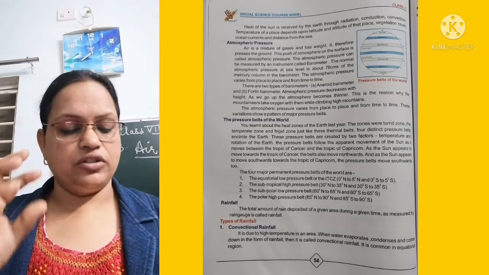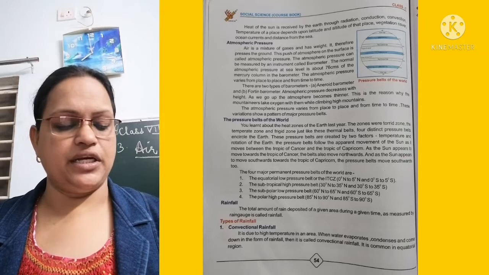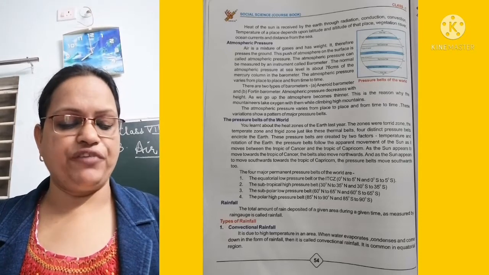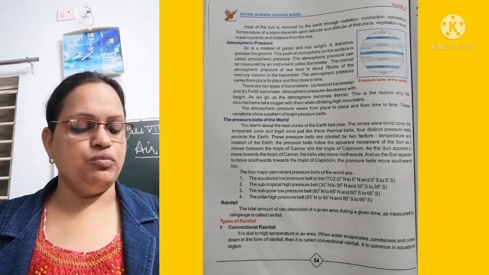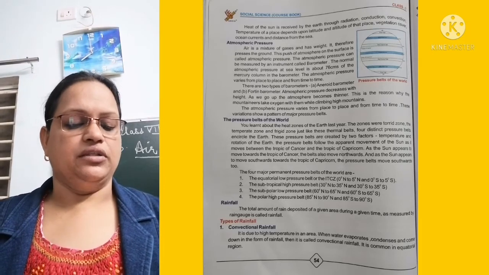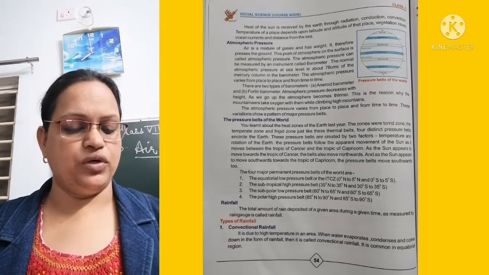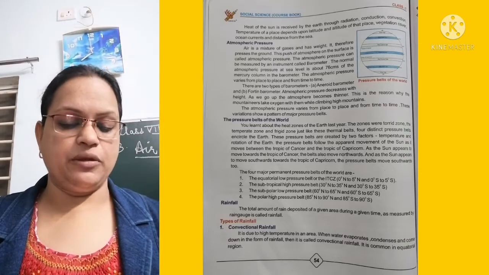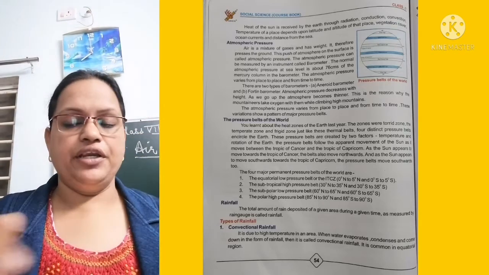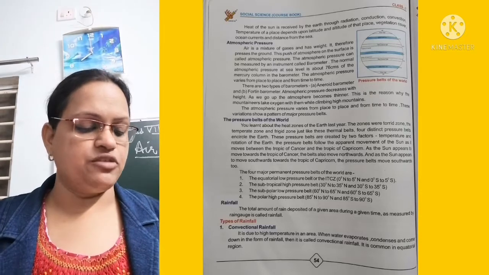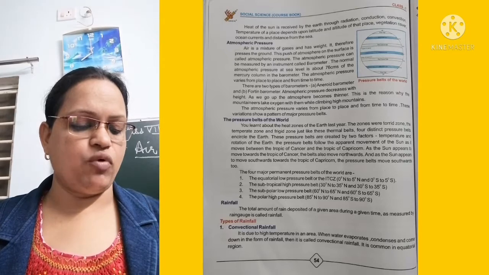When the earth revolves around the sun, the pressure belts shift with the apparent movement of the sun as it moves between the Tropic of Cancer and the Tropic of Capricorn. As the sun appears to move towards the Tropic of Cancer, the belts also move northward, and as the sun appears to move southward towards the Tropic of Capricorn, the pressure belt moves southwards too. So in the India map also the Tropic of Cancer line is shown.